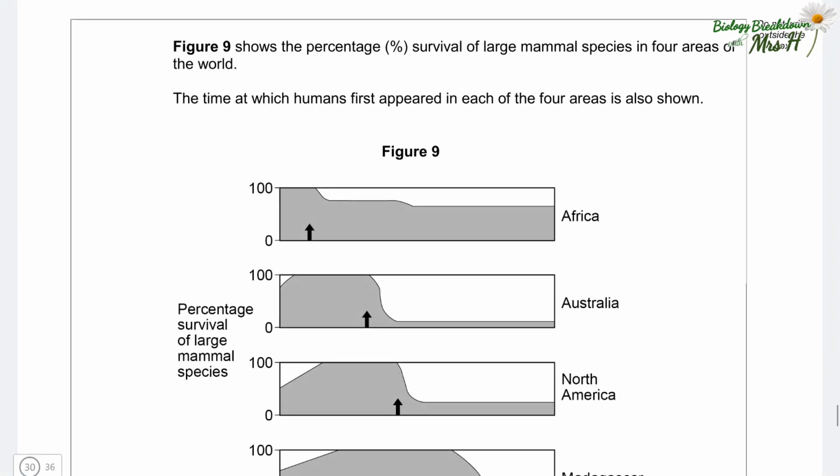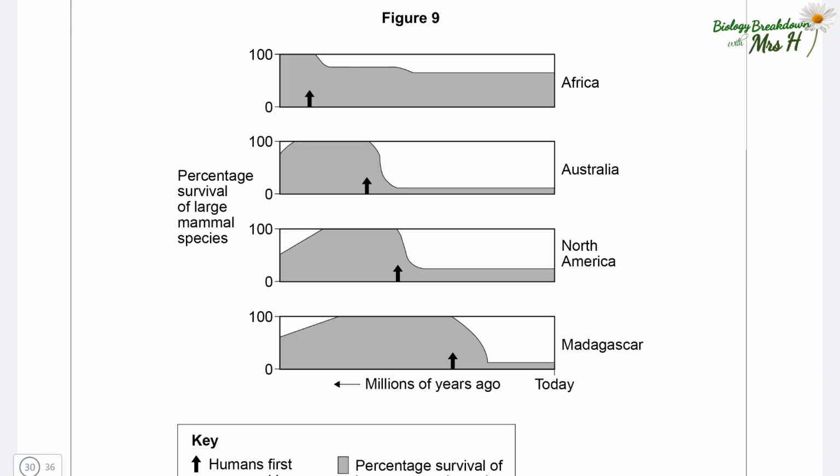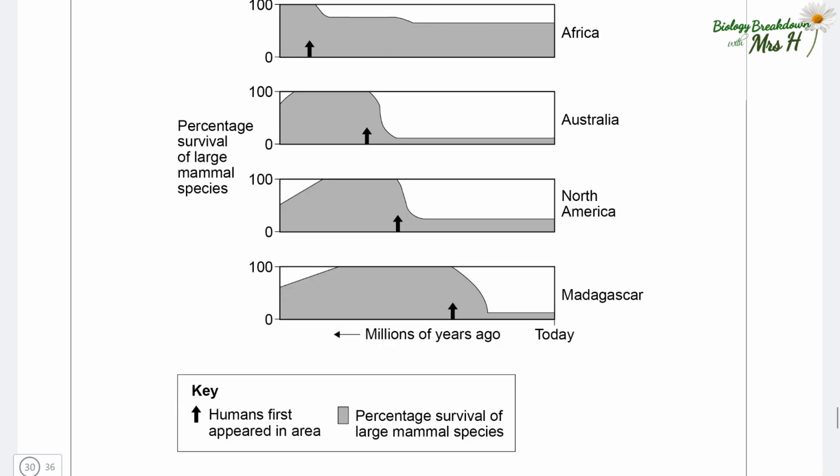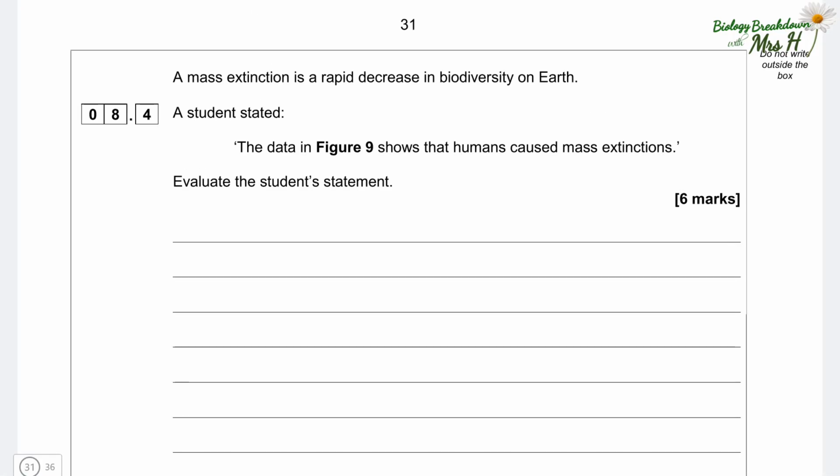Figure 9 shows the percentage survival of large mammal species in 4 areas of the world. The time at which humans first appeared in each of the 4 areas is also shown. So that is the black arrow, shows you where those humans appeared. And we've got a time scale along the bottom and our 4 different areas. A mass extinction is a rapid decrease in biodiversity on Earth. A student stated, "The data in figure 9 shows that humans caused mass extinctions."